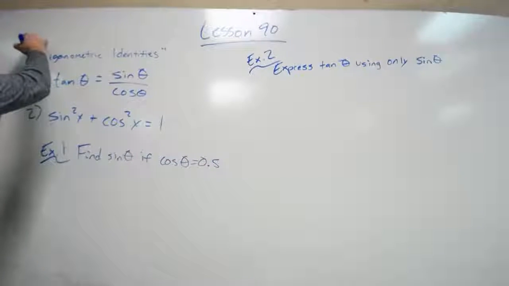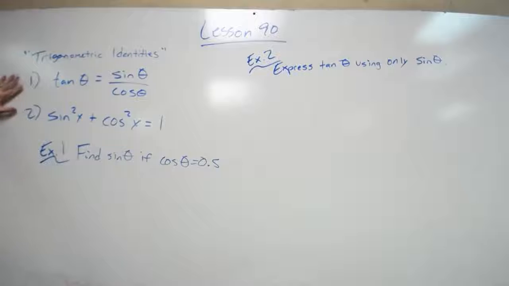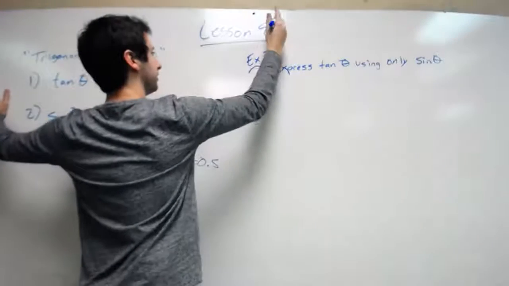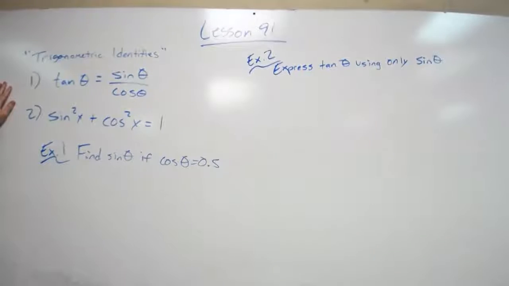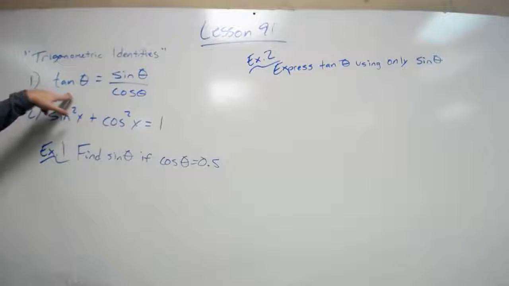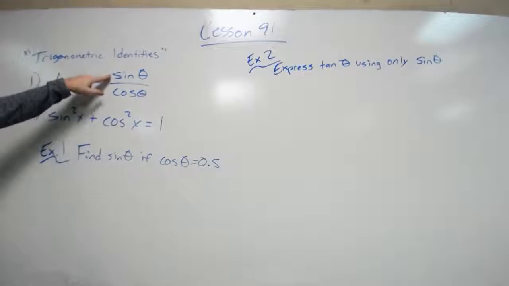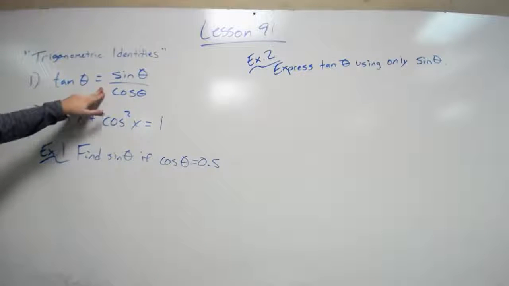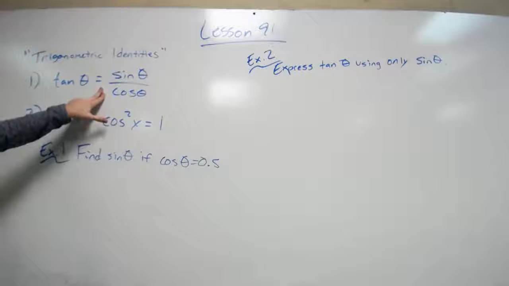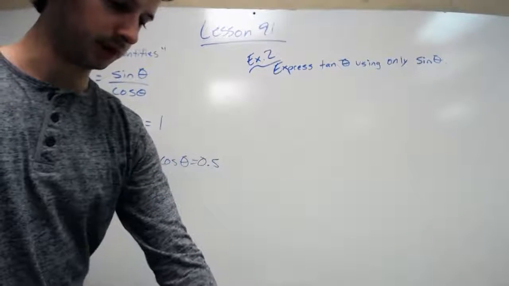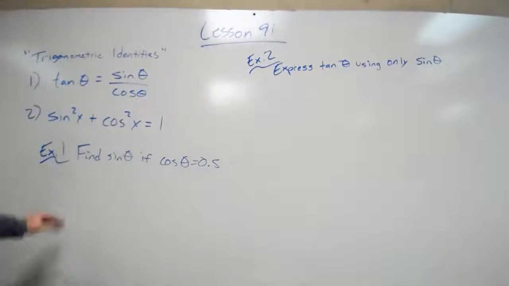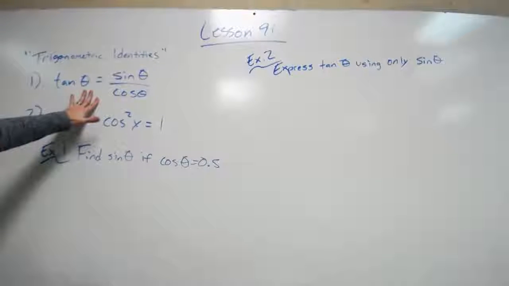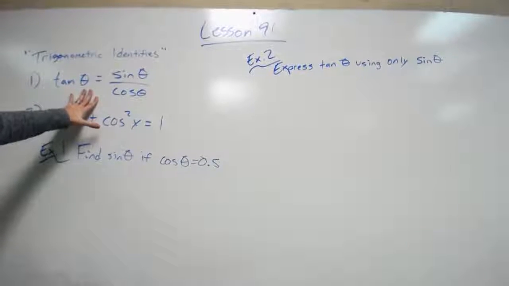There's two different trigonometric identities we're going to look at in lesson 91. The first one is tangent of theta equals sine of theta divided by cosine of theta. Now, if you want the proof for all of these, that's more in the book. I'm going to focus on the math behind it. But if you want the proof and the why this is an identity, you're welcome to investigate that in this lesson.